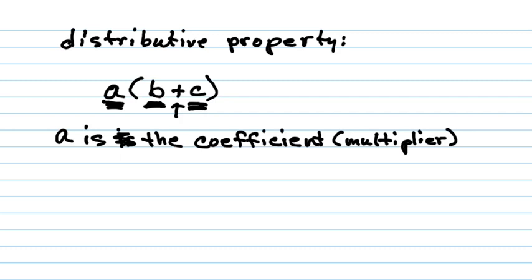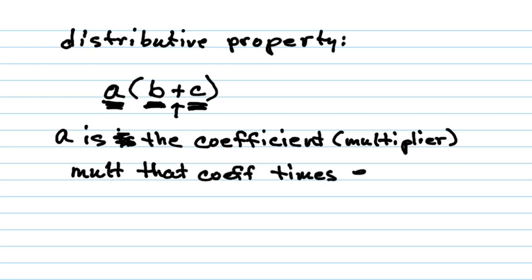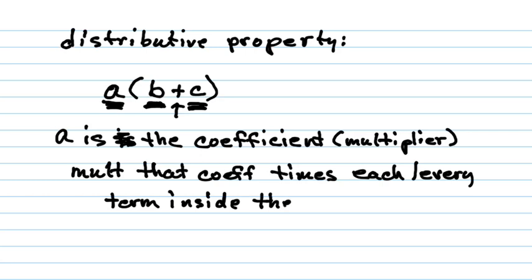So what that means is I need to take that coefficient times everything inside the parentheses. So A is the coefficient, and what you're going to do is simply multiply that coefficient times each or every, whichever word you prefer, term inside the parentheses. Okay? So if there's 2 things inside, then I'm going to multiply how many times? Twice, right? 2 times. If there are 5 things inside, then how many times am I going to multiply? 5 times, right?